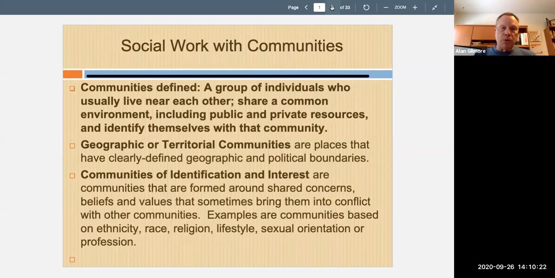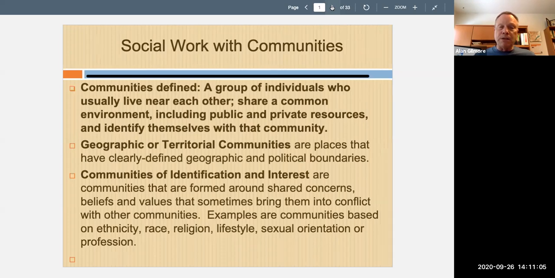So let's define communities. Communities can be defined as a group of individuals who usually live near each other, may share a common environment, including public and private resources, and identify themselves with that community. So we need to think in very, very broad terms in terms of community. While we can often be talking about a geographic or territorial community, places that have clearly defined geographic and political boundaries, so you're talking about the city of Fresno, the city of Clovis, the city of Reedley.